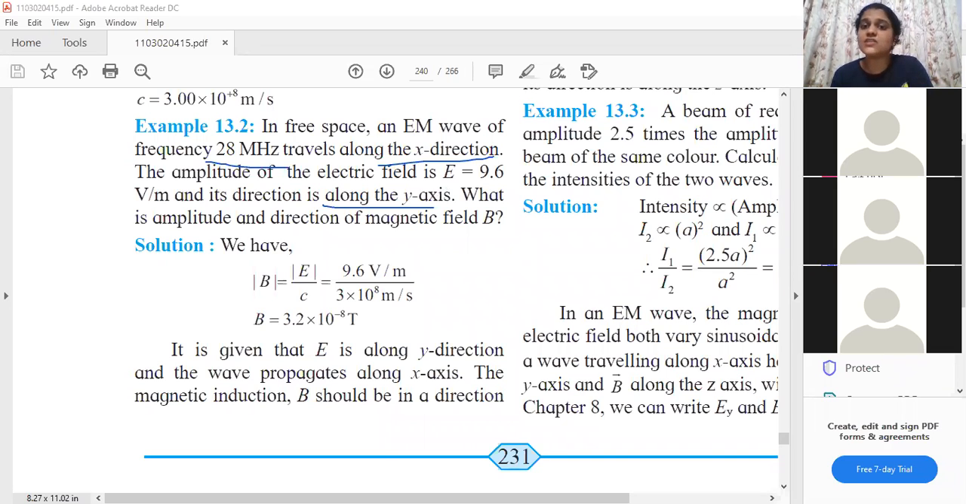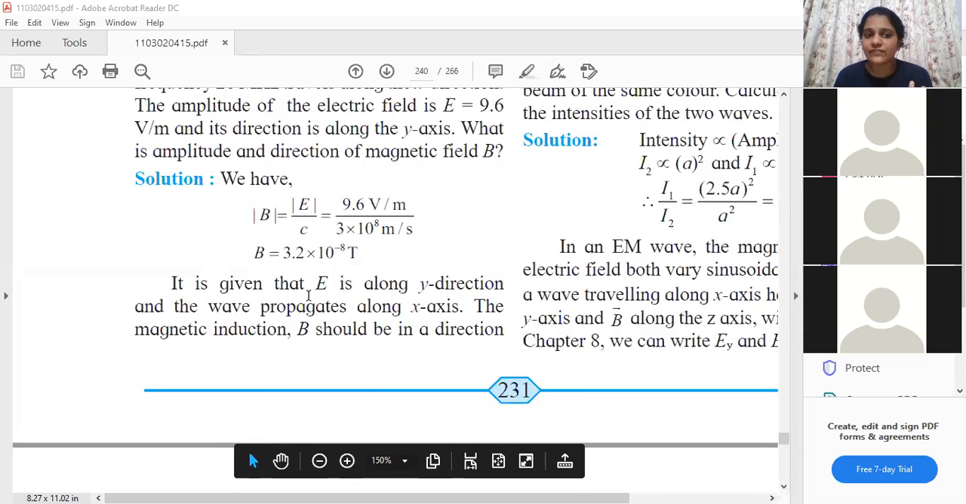Yes, Nandini, correct. It is going to be on the Z axis. Yes or no, students? There are only three axes, and two are already occupied. The wave is going on the X axis and the electric field is on the Y axis. Which is the left axis? The Z axis, right? It is written over here.